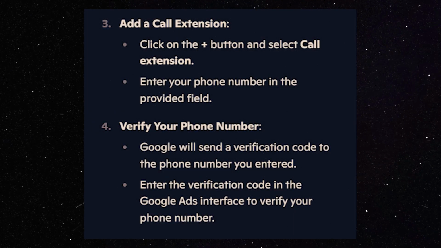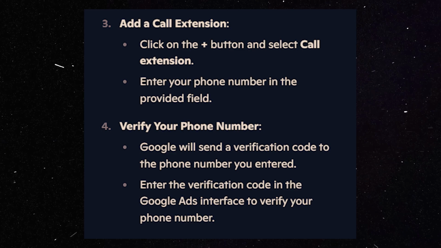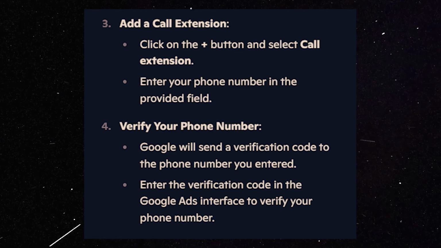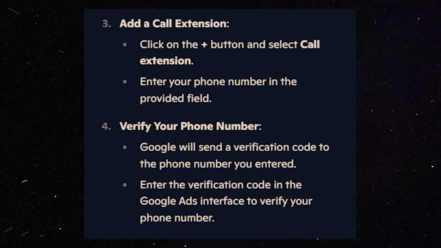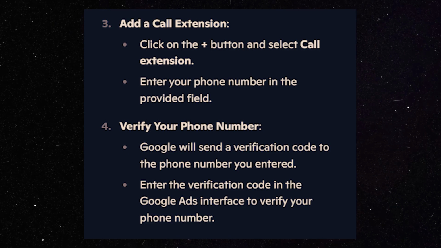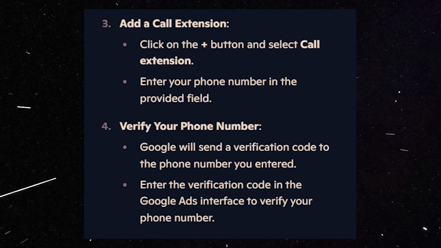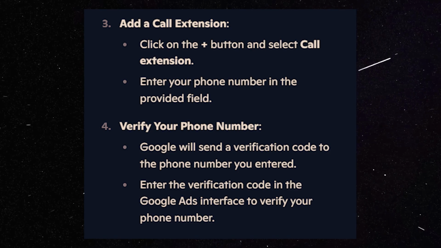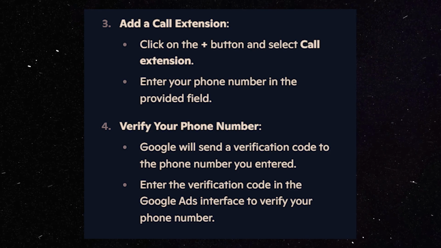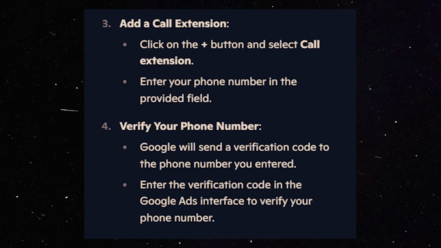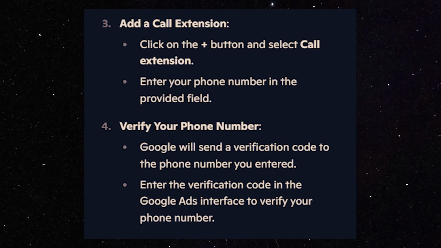Add a call extension. Click on the plus button and select Call Extension. Enter your phone number in the provided field. Verify your phone number. Google will send a verification code to the phone number you entered. Enter the verification code in the Google Ads interface to verify your phone number.